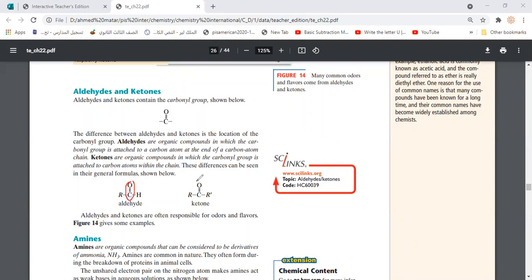Both aldehydes and ketones have this functional group, but the difference is that we call it aldehyde if the carbonyl group is attached to one hydrogen from one side and a carbon chain or alkyl group from the other side. That means this carbon will be bonded to another carbon from this side, and hydrogen from that side. In that case, we call it aldehyde. So the aldehyde must end with CHO. While in the ketone, the carbon of the carbonyl group is bonded from the two sides by two alkyl groups. These two alkyl groups may be the same or they may be different.